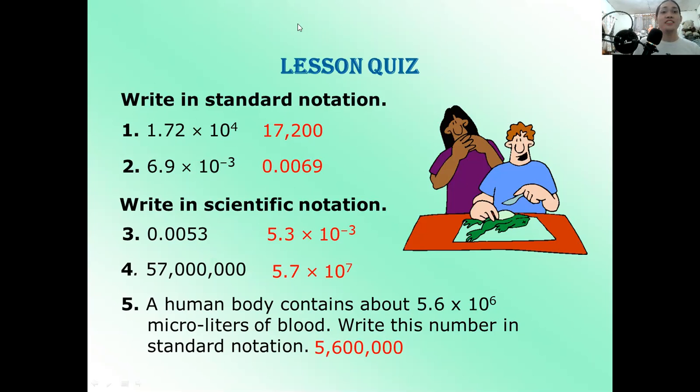That's it. Again, do not forget that the purpose of scientific notation is to write very big numbers and very small numbers in a shorthand way, so that it will be easier for us to manipulate and solve the problems or the numbers that we have.